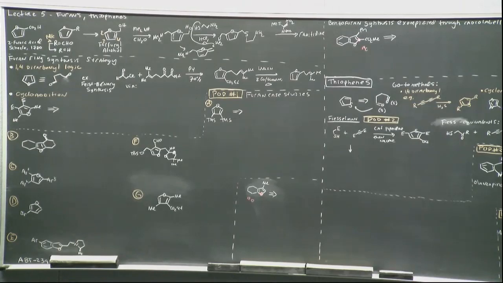So one example of a name reaction which takes advantage of this 1,4-dicarbonyl logic is the famous Feist-Benary synthesis, which takes a beta-ketoester and an alpha-halocarbonyl, puts them together with a little bit of mild base, like pyridine is enough, and out pops a furanyl product. So maybe Shuang can tell us the first step.